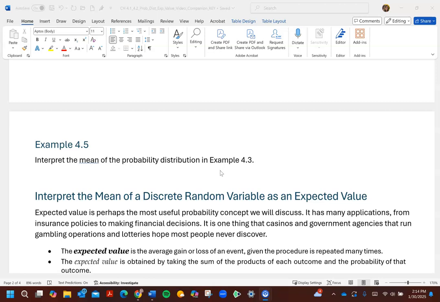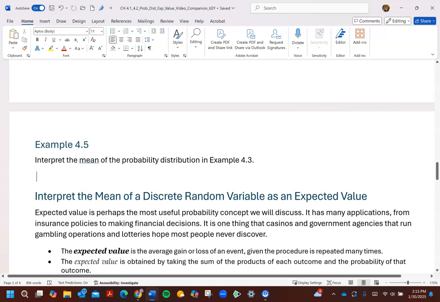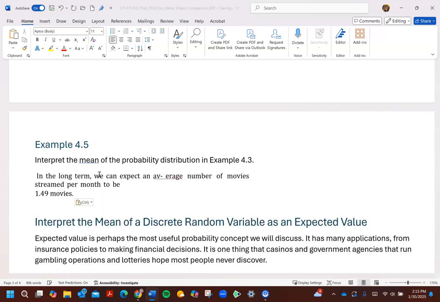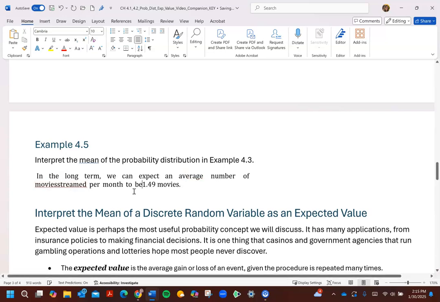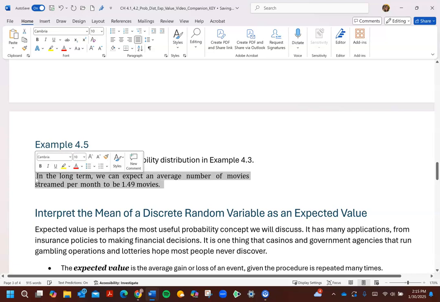Interpret the mean of the probability distribution in example 4.3. So just think about what that means in words, like over time, in the long term, and what it means. It's an average, and just what you're calculating is number of movies. So we can just say it's the average we can expect over the long term would be about 1.49 movies a month.